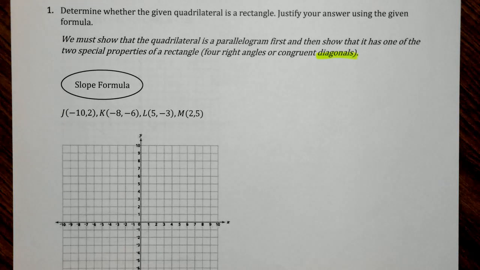So let's go ahead. I'm going to pause the video. You're going to pause the video, sorry. Plot points J, K, L, and M on the graph, label them, and go ahead and connect them together.